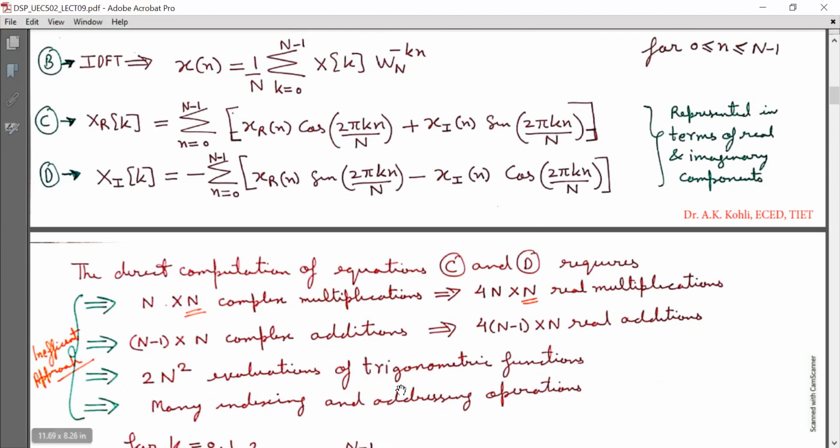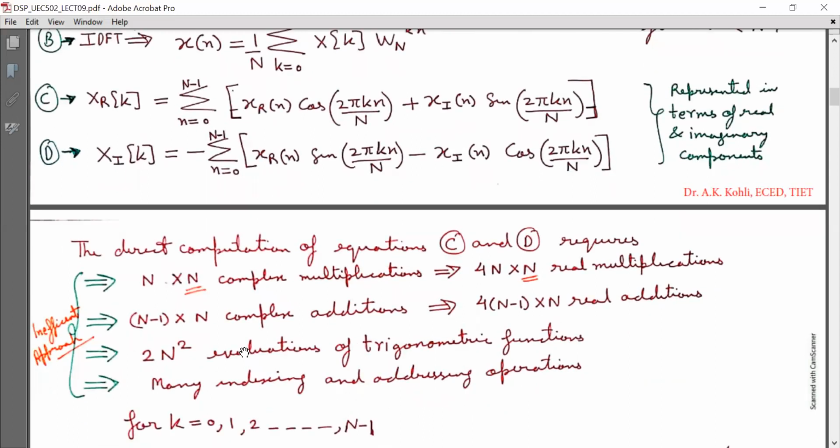We also require 2N square evaluations of trigonometric functions, to calculate XR(k) and XI(k), and many indexing and addressing operations. So if I observe it, I will find that the direct computation is an inefficient approach.